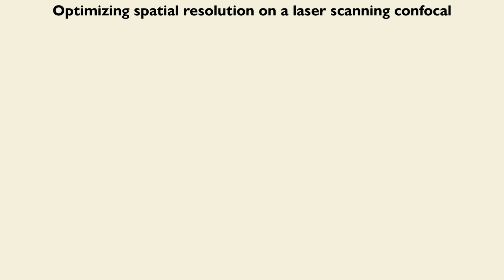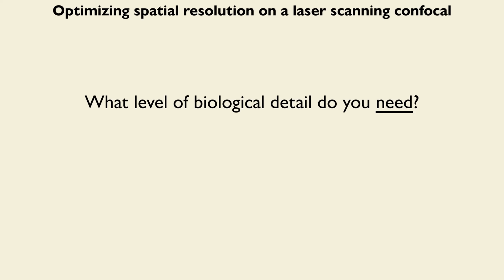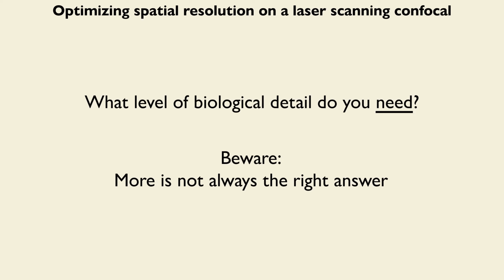So all of the things I mentioned so far are ways of optimizing the contrast on a laser scanning confocal. So how do we optimize the spatial resolution on a laser scanning confocal? A critical question is, what level of biological detail do you need? And beware, because more is not always the right answer.